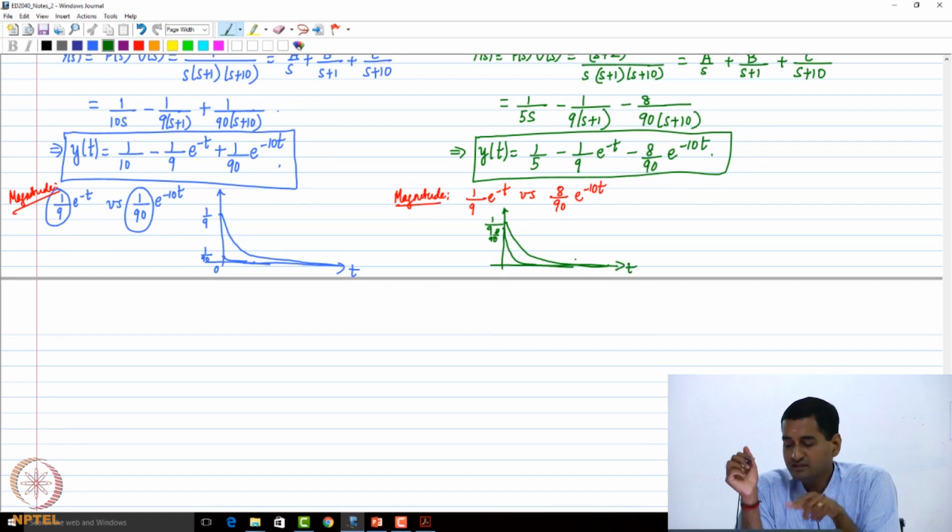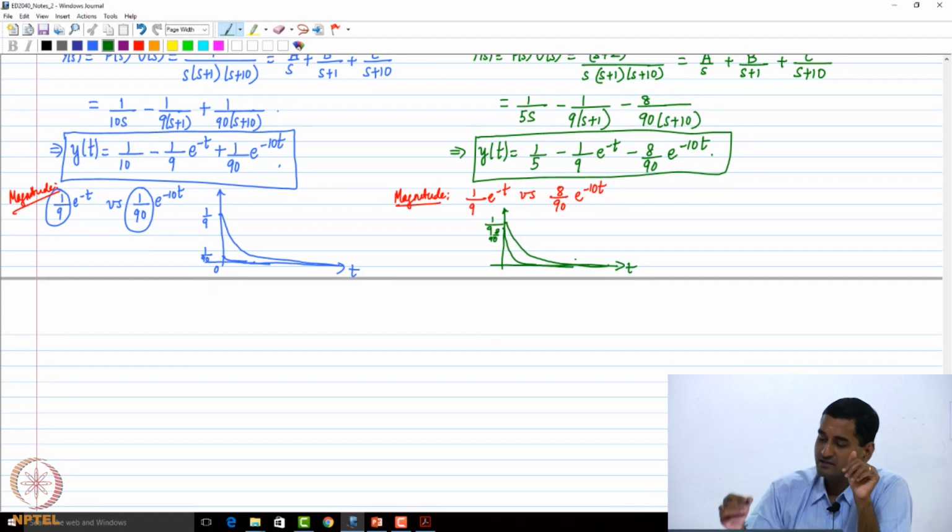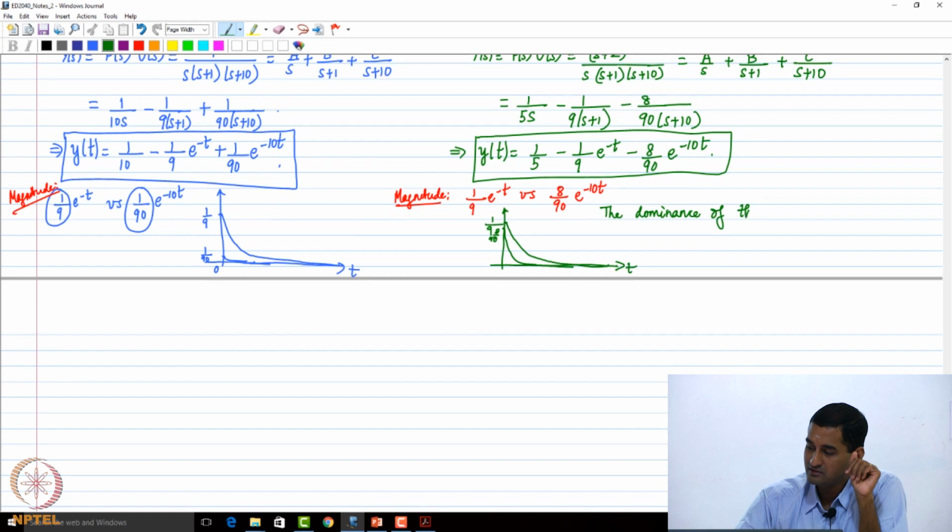So you look at the second case where we introduced a 0 at minus 2. The consequence of the introduction of the 0 at minus 2, which is closer to minus 1, is that the dominance of the pole at minus 1 is reduced. Now, what happens is the following.